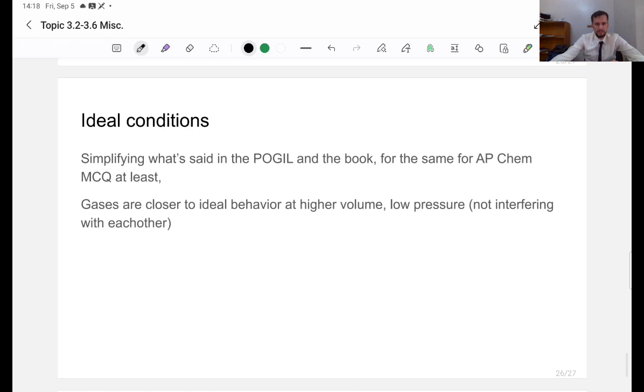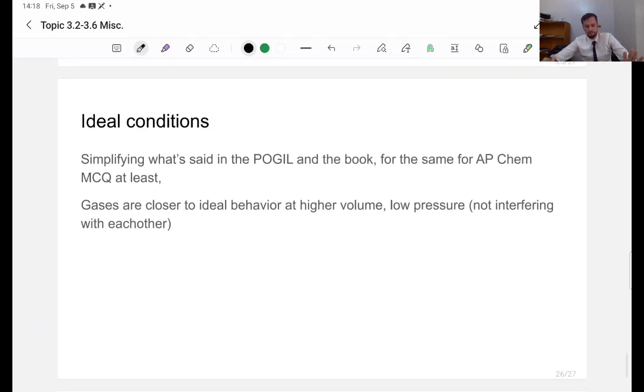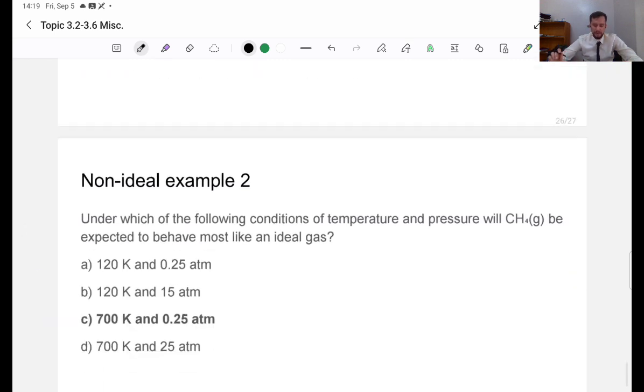Okay, lastly, ideal conditions. Simplifying what's been said in the POGIL and the book, for AP Chem MCQ at least, gases are closer to ideal behavior at higher volume, low pressure. So you could just have a very simple question saying, this gas is closest to ideal when? And the answer should be whatever is high volume, low pressure. Basically, the gas particles are further away from each other then, so that's why that's the answer. So look for the high volume, low pressure answer.